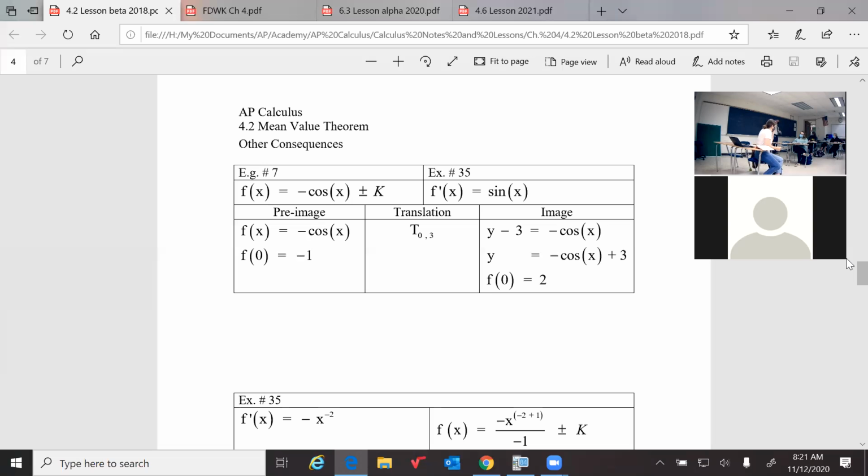And we needed some other information about some point the parent graph went through. And that point was given to be 0, 2. So we moved the whole graph up 3. Okay? So that's your model. Now you got to listen to this. You're going to go to 35.